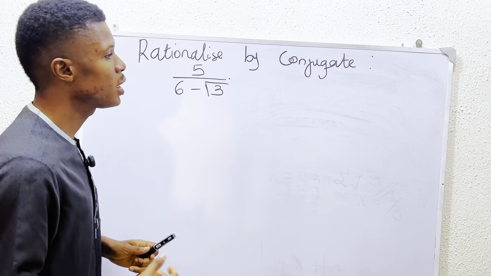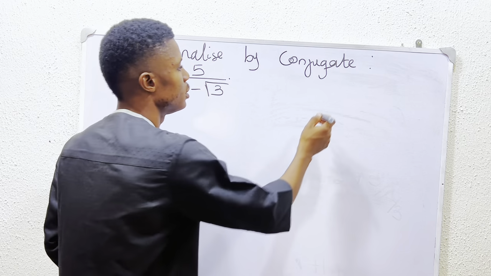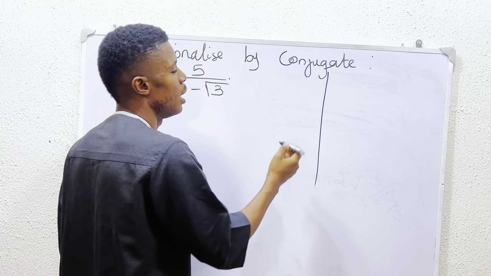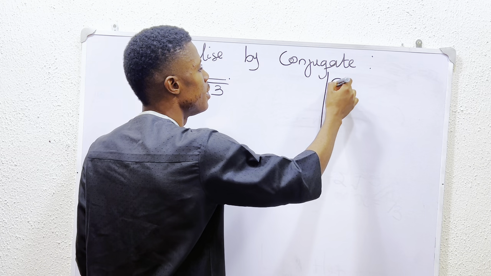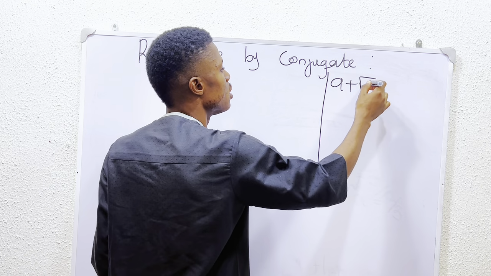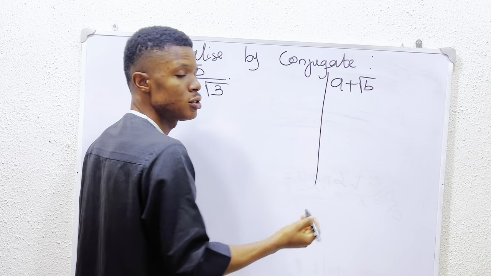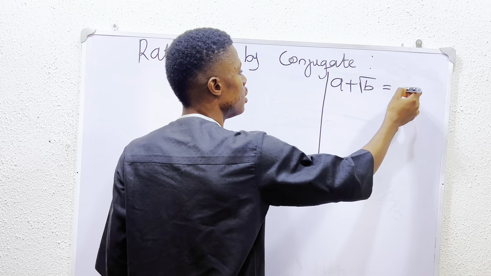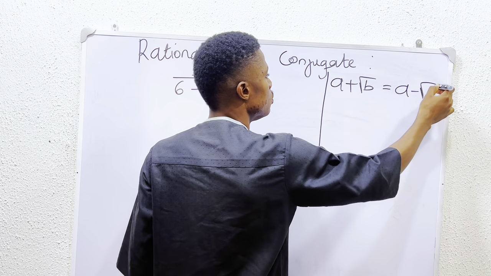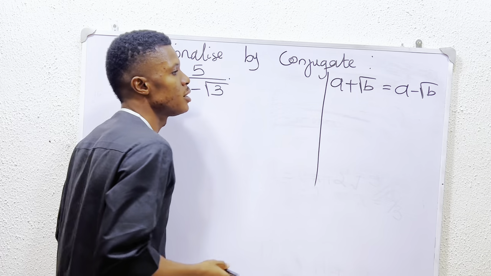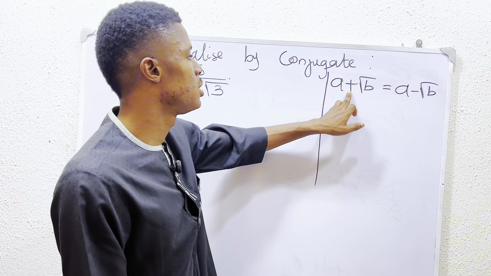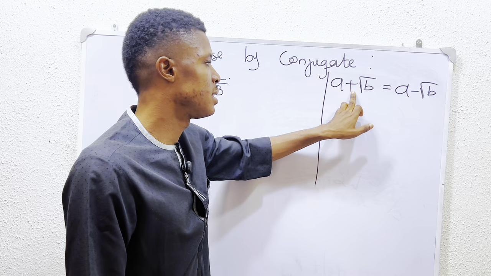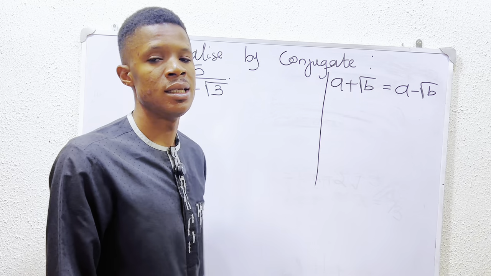When we talk about the conjugate of a surd, what we mean is that when we have something like a plus root b, the conjugate of this is equal to what? a minus root b. In conjugacy, we just have to change the sign that is separating the two terms in the surd.